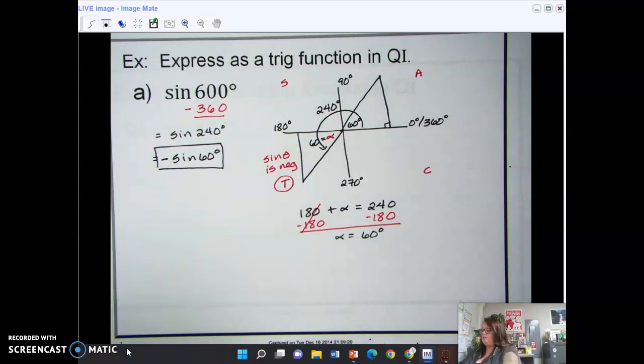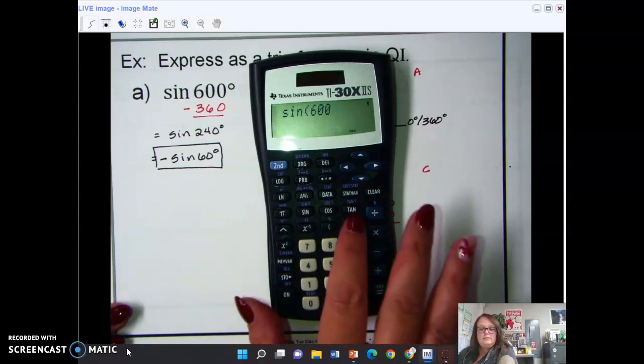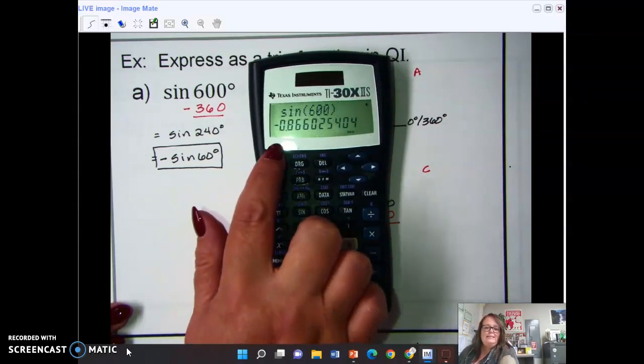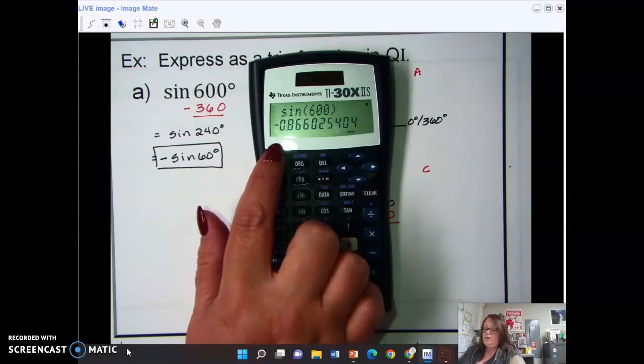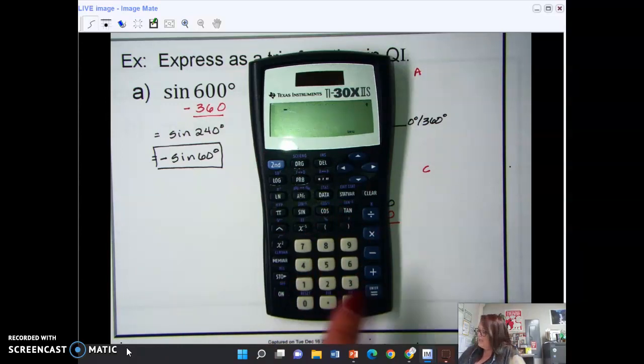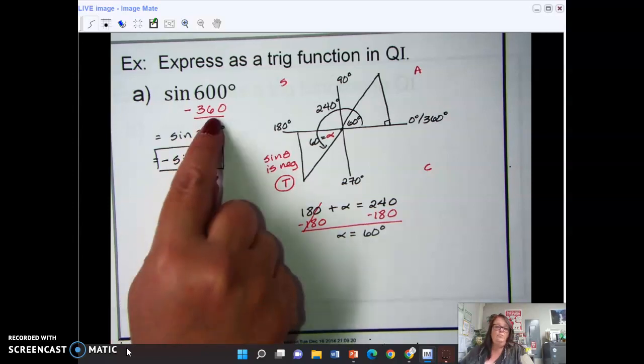So let's see if that works. Just double checking that I'm in degrees. So if I do the sine of 600 degrees, do you see that we get negative 0.866? So I believe that's negative root 3 over 2. And now let me try the opposite of the sine of 60 degrees. And do you see that we get the same answer, negative 0.866? So I have found an equivalent expression of sine, but it's in the first quadrant instead of outside of one revolution.